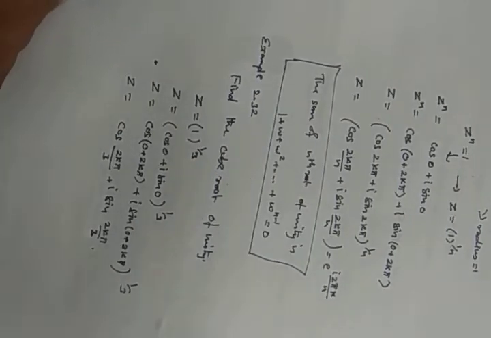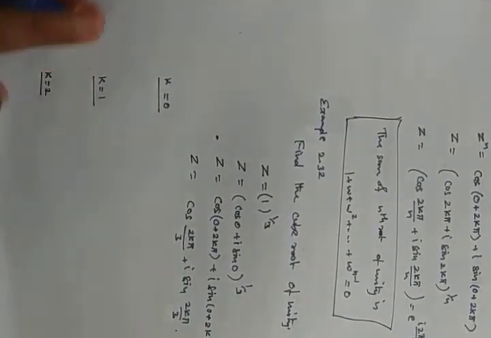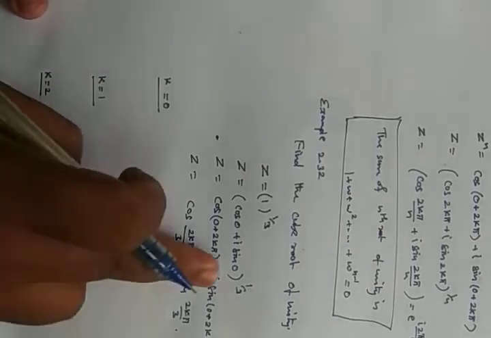Now, how many cube roots will there be? 3. So put k equal to 0, that is the first case. Then k equals 1, that is the second case, and k equals 2, that is the third case. We are going to put k equals 0, 1 and 2. We need 3 values, because the cube root has 3 values: 0, 1, 2.